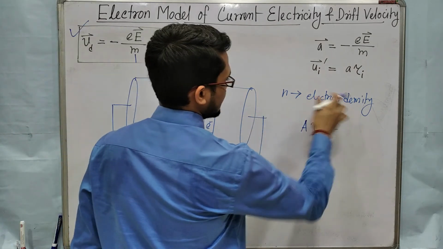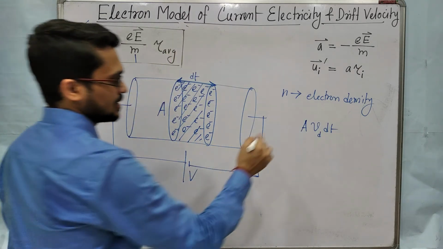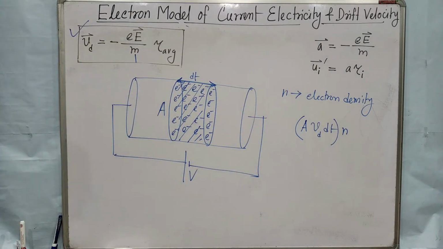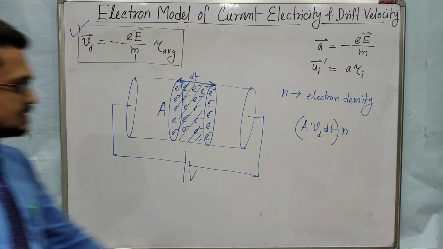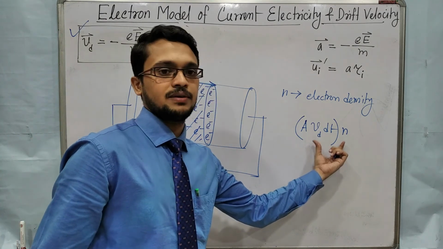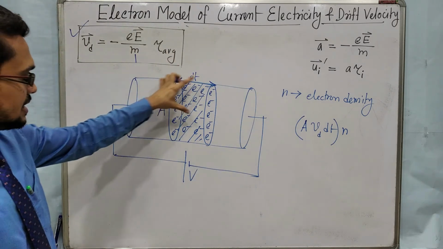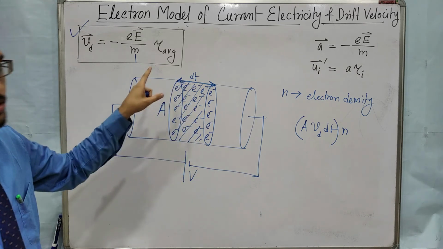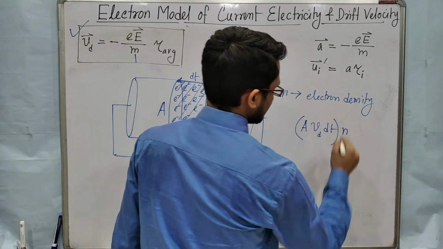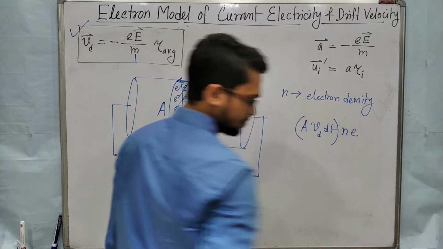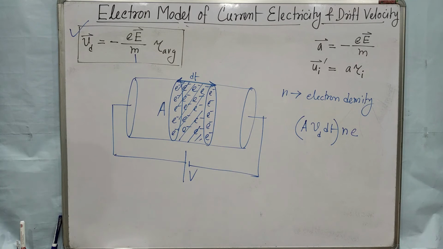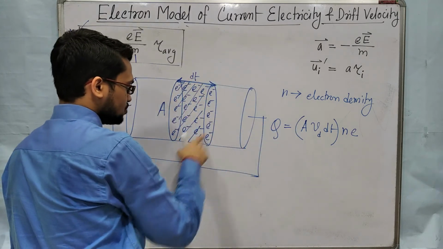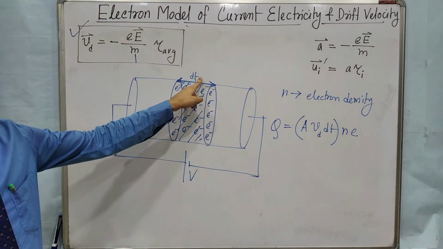Now n is the electron density, number of electrons per unit volume. That means in this volume the total number of electrons will be volume into number density. This is the total number of electrons in this shaded region. Now what will be the charge? Total amount of charge in this region, so multiply this quantity by e, the charge of one electron. This is the total amount of charge flowing through this shaded region in time dt.